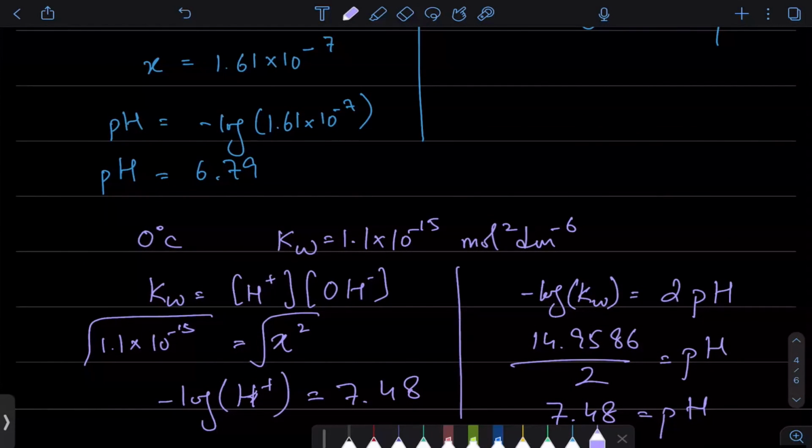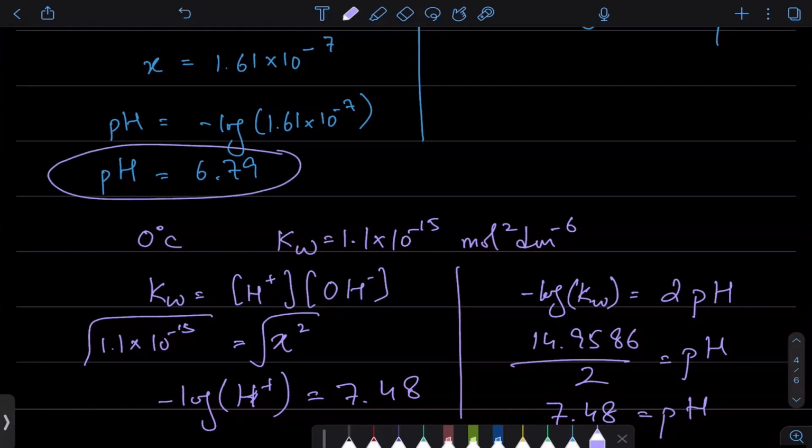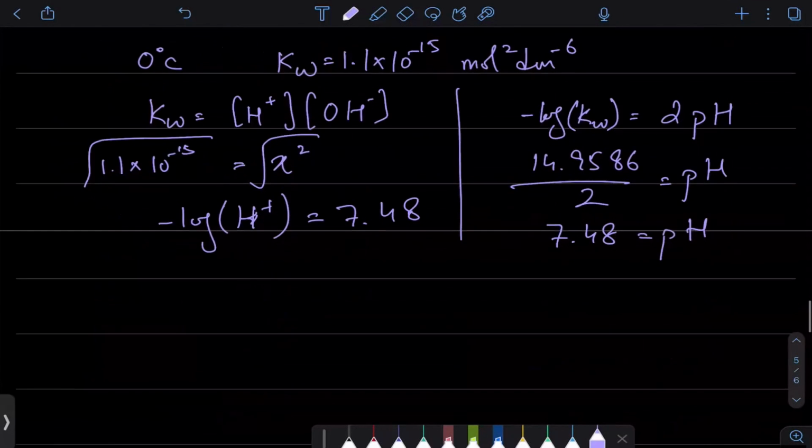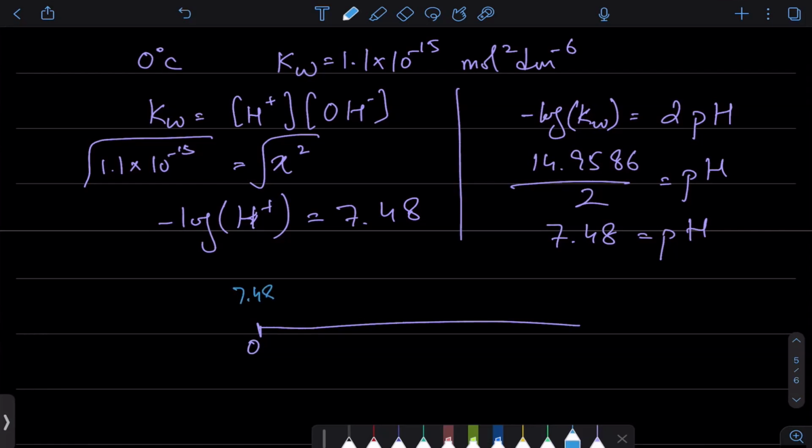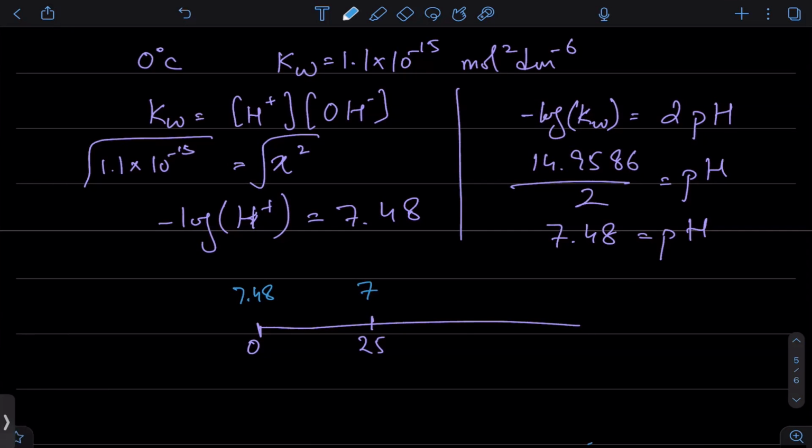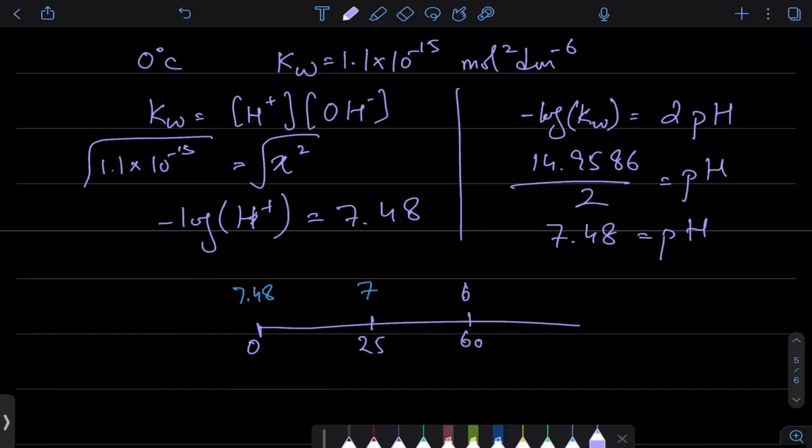In the previous question, the pH was 6.79 and the temperature was 60 degrees Celsius. In this question, the pH is 7.48. So if I am doing it right, then at 0, pH is 7.48. At 25 degrees Celsius, pH is 7. And at 60 degrees Celsius, the pH is 6.79. What is happening to the pH and what does it mean about water? So clearly we see pH is decreasing, which means water is becoming more acidic.